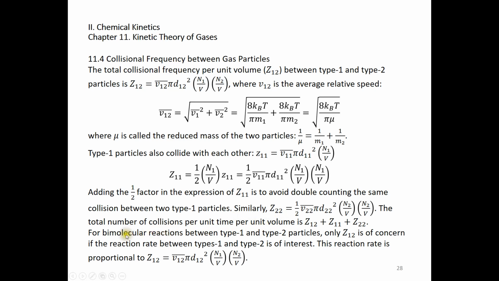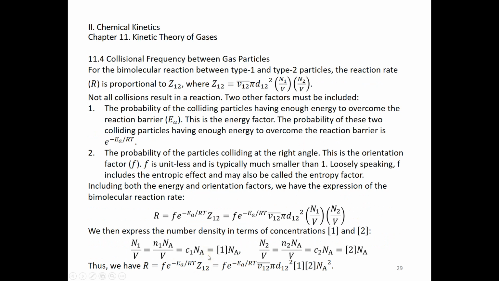For bimolecular reactions between type 1 and type 2 particles, we don't care about Z11 or Z22, we care about Z12, because only the collisions between type 1 and type 2 result in a chemical reaction. So the reaction rate should be proportional to this uppercase Z12. And you can see the reaction rate should be proportional to the number density of type 1, the number density of type 2, the average relative speed, and how large those molecules are.